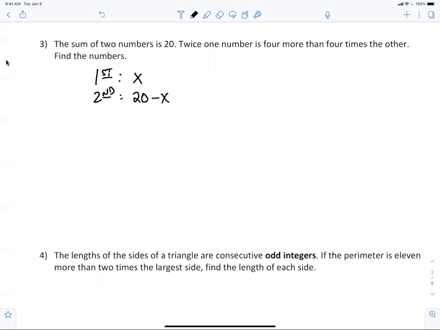All right, that was excellent, actually. I'm surprised. All right, now I need the equation. You gonna try it? Good, thank you, Jolie. So twice one number, how do I write that? 2x. What's the next word? Is means what? Equals.